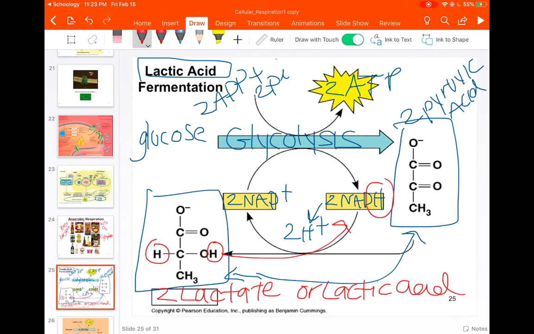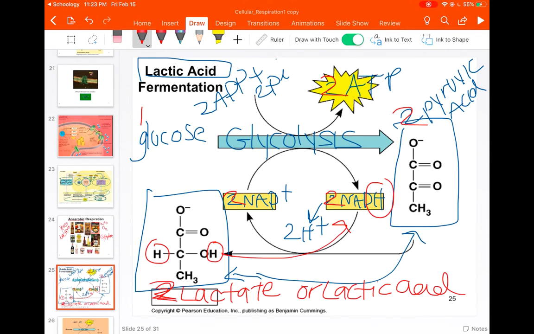Everything is 2. We start off with 1 glucose, which gives us 2 ATP, 2 pyruvate molecules, 2 NADH, 2 NAD+, to give us 2 lactate molecules. So that is lactic acid fermentation.